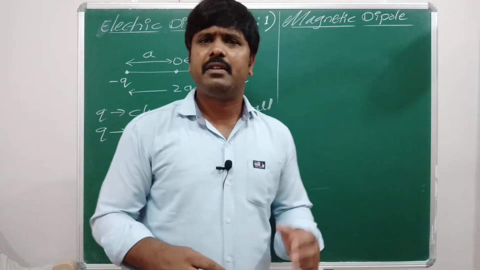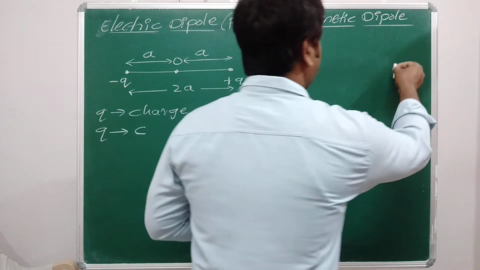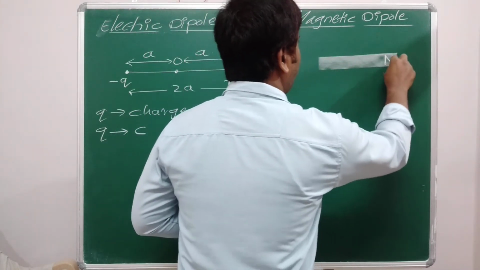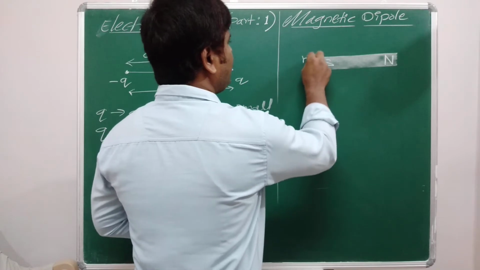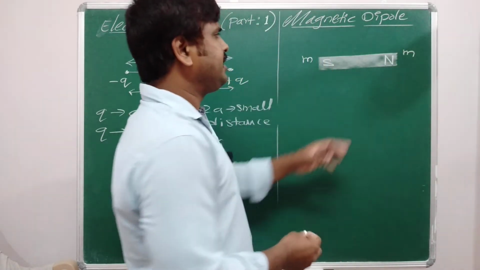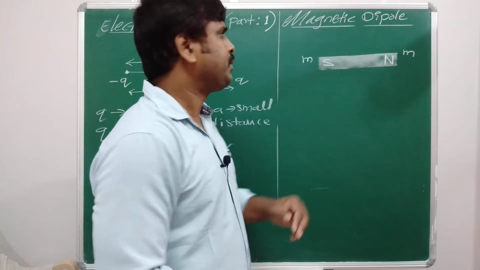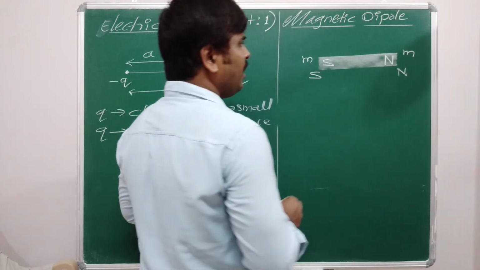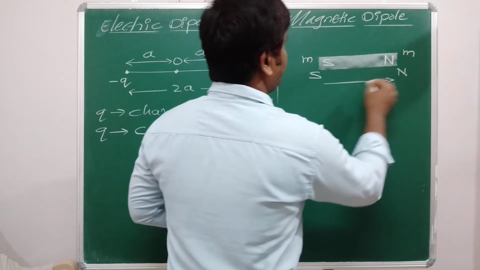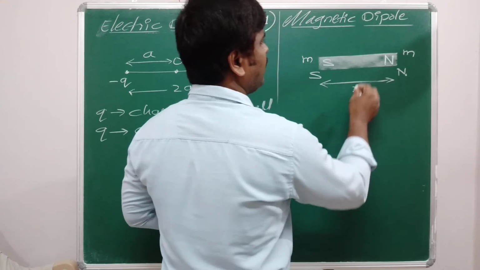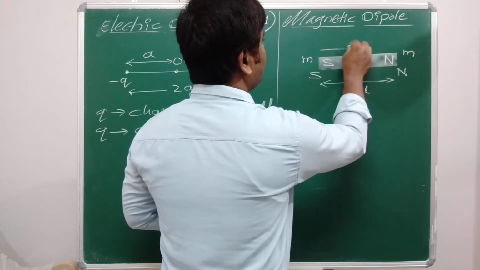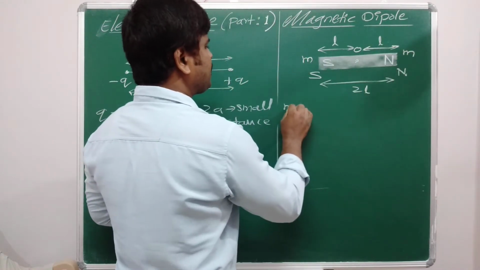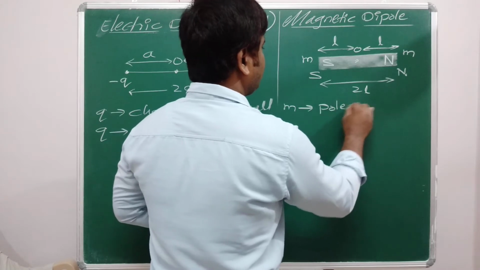And next, comparing with the magnetic dipole. This is the magnetic dipole that has a north pole and a south pole, and the pole strength is taken as m. This is the north pole strength and this is the south pole strength. Here this is the south and this is the north. The length of the magnetic dipole is 2L. From the center to the south pole is L, from the center to the north pole is also L. Here small m is the pole strength.